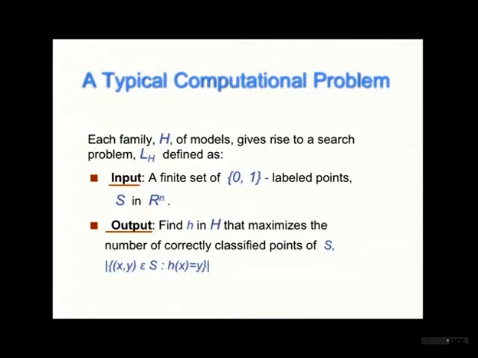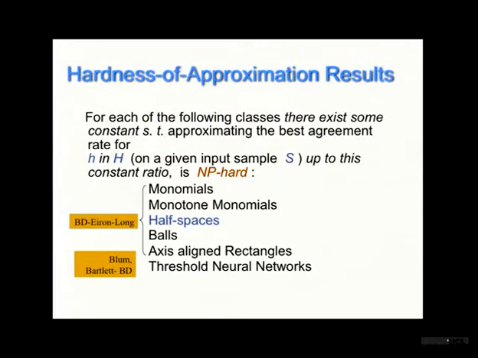I give you a set of points in R^n, labeled 0 or 1. You have a collection of subsets. You want to find the subset that captures the most of the ones and the minimum number of zeros. So it translates almost to a clean combinatorial optimization or computational geometry problem. And for these problems, many natural classes give rise to NP-hard problems.